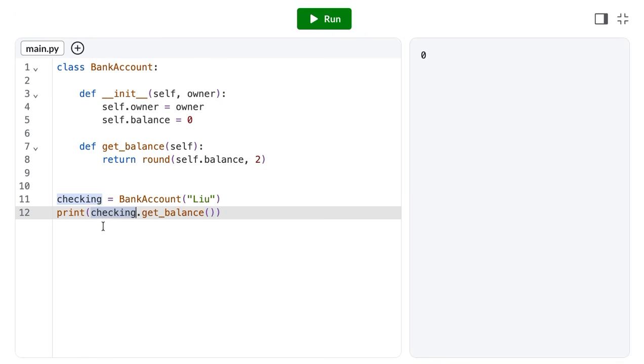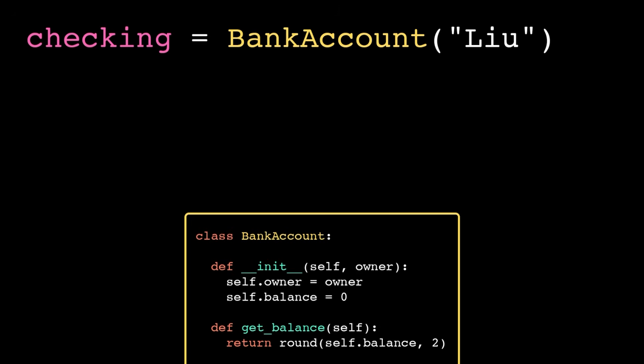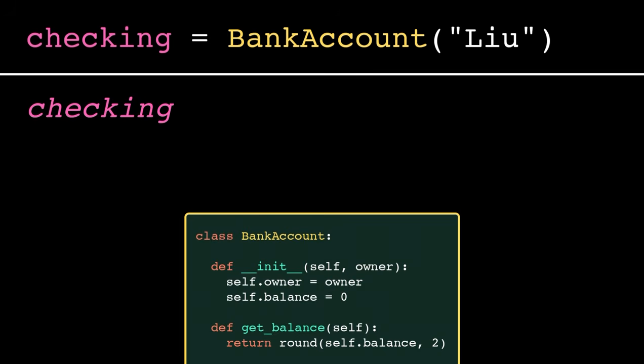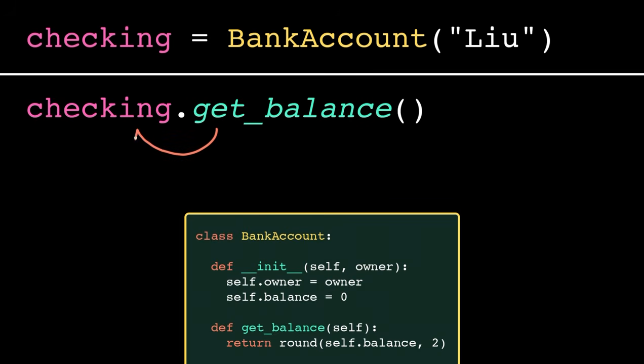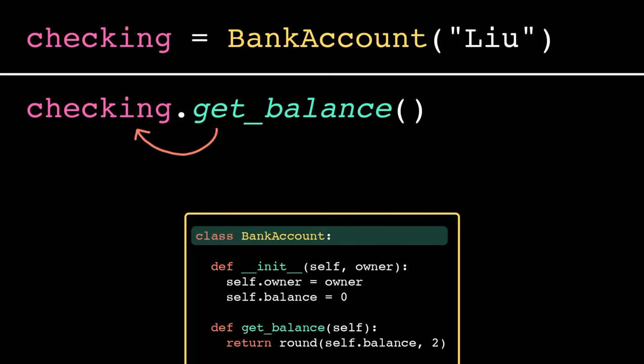When we call a method on an object, Python automatically passes in that object as the first argument. Just like with our init method, the first parameter is always the object we're acting on. And, by convention, we always name that parameter self. This, once again, is just a convenient syntax shortcut. Python knows that checking is a bank account type. So when we call getBalance on checking, Python knows to look for that getBalance definition inside the bank account class.